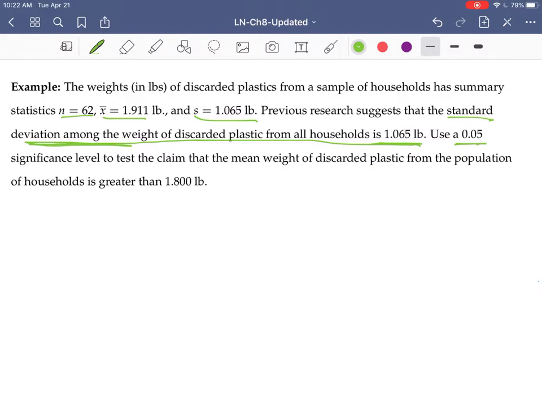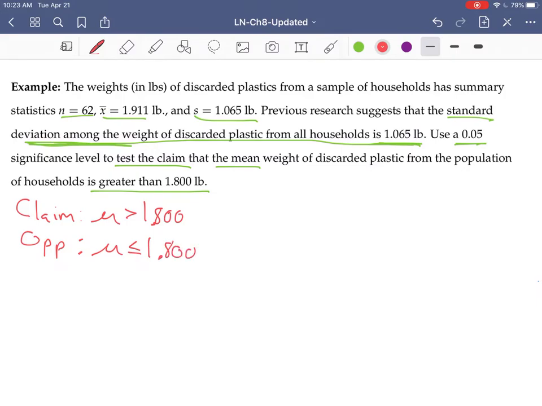Use a 0.05 significance level to test the claim that the mean weight, so we're testing the claim that the mean is greater than 1.800. So our claim is the mean is more than 1.800. The opposite of the claim is no, it's not. It's not more than 1.800. It's actually less than or equal to that value. From these, we identify the null and alternative hypothesis.